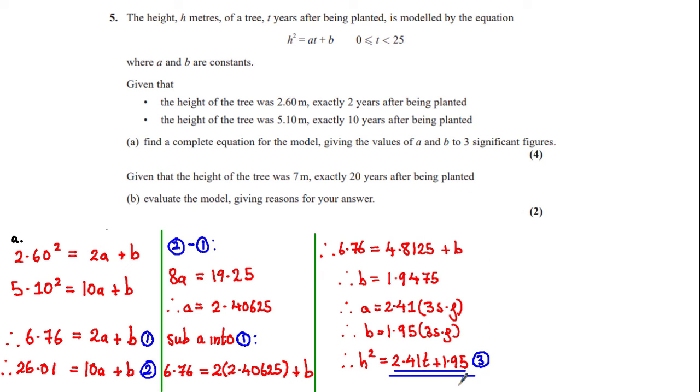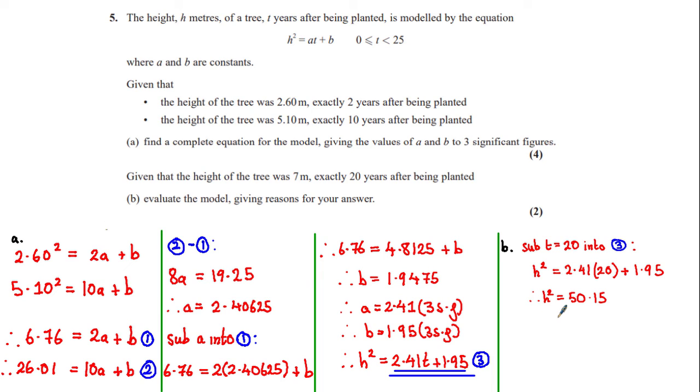And we also have a model which we can use to estimate the height of the tree after 20 years as well. So let's sub in t equals 20 into this equation and see what the height of the tree is. And that would give us a good indication of whether our model is accurate or not. Okay, so subbing t equals 20 into equation 3, so I've just called this equation 3, we get the following: h squared is equal to 2.41 multiplied by 20 plus 1.95. Working out the right hand side, we get that h squared is equal to 50.15.